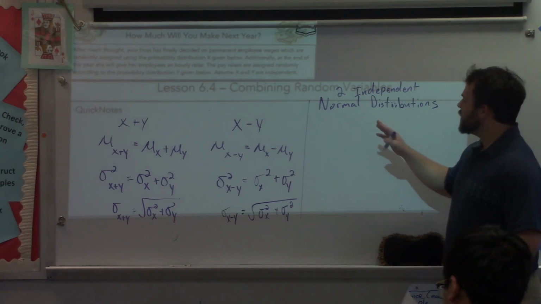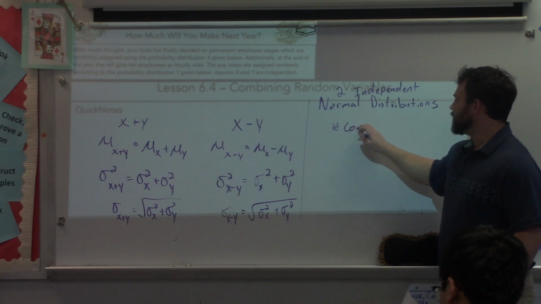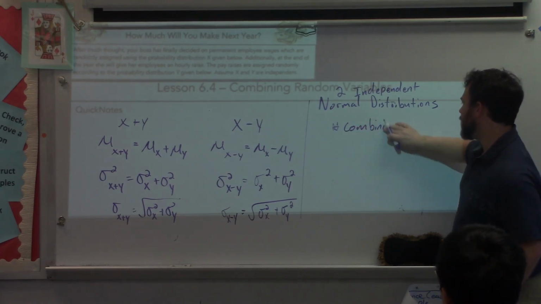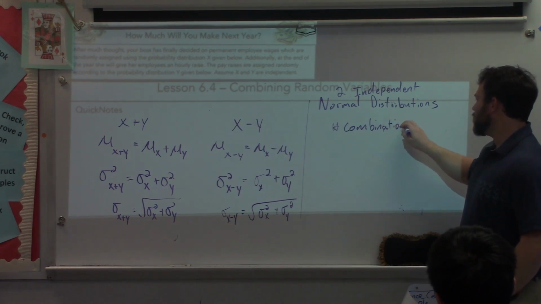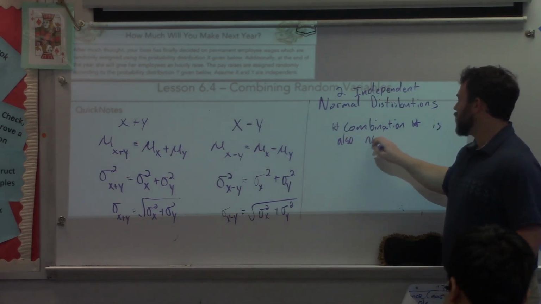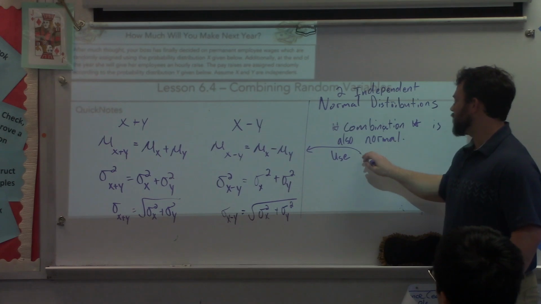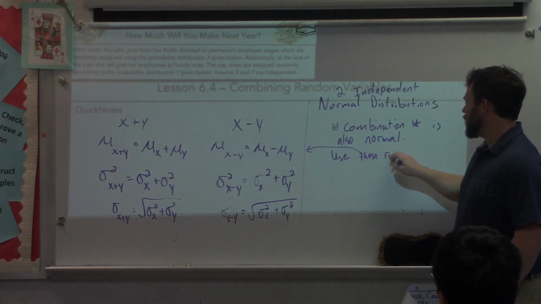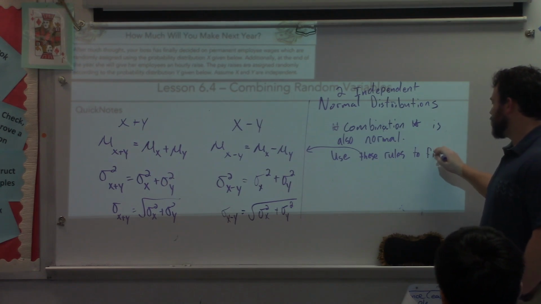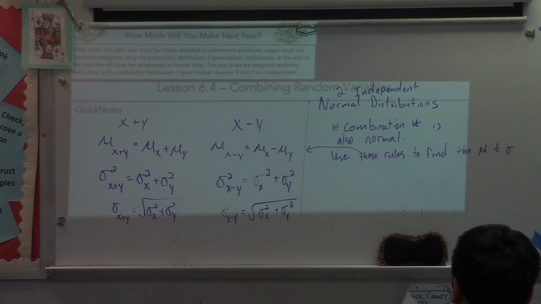So when we're dealing with two independent normal distributions, because I'm combining two random variables, the combination is also normal. Use those rules to find the mean and standard deviation. And from that, it's just working with normal distributions as you always have.